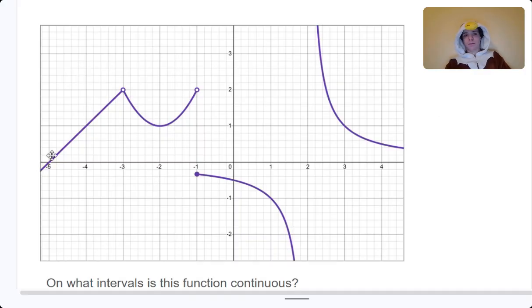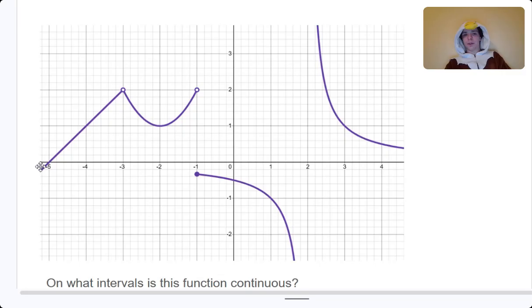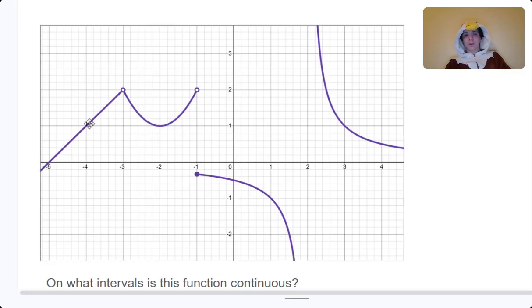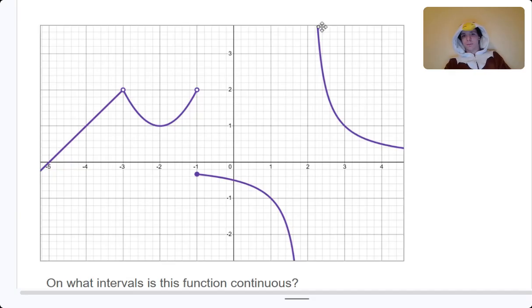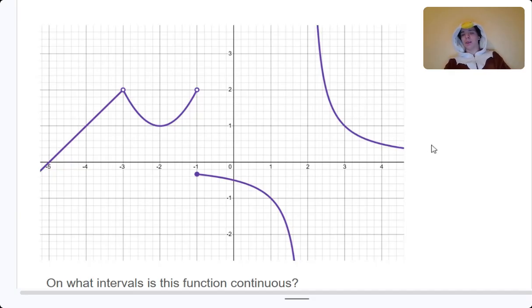Well, before x equals -3, it's looking nice and continuous. There's no open circles until you get to -3. So we can say that it's continuous for x is less than -3. And also, after 2, it's just going down like that. There's nothing else that's not continuous. So for x is greater than 2, it's continuous.